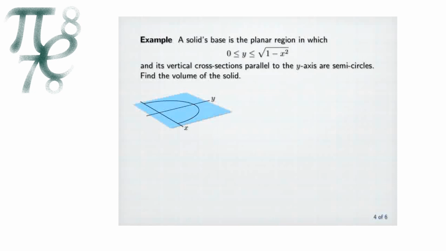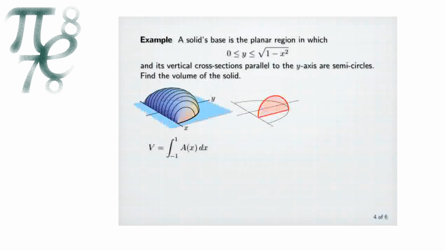And here's the outline of a typical cross-section. In fact, the solid looks like this. The volume will be the integral of the cross-sectional area from x equals minus 1 to x equals 1. We now need the cross-sectional area A of x.